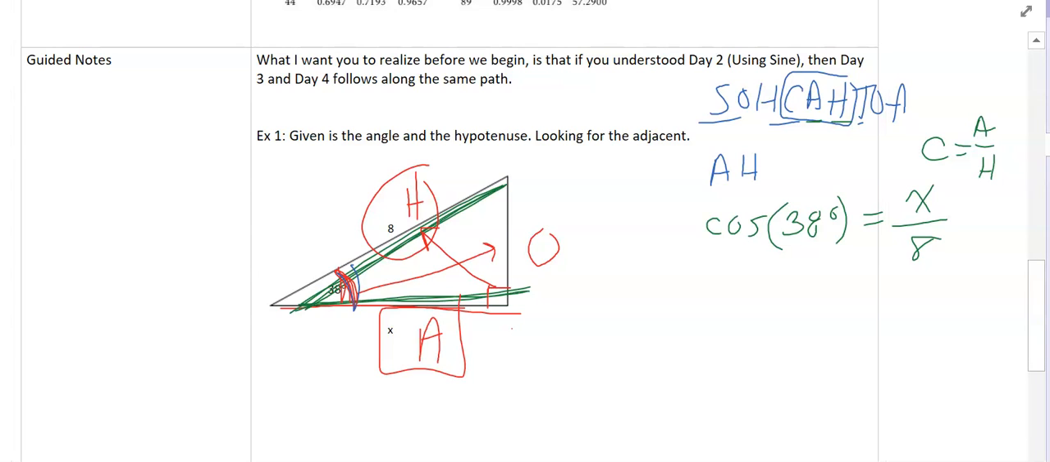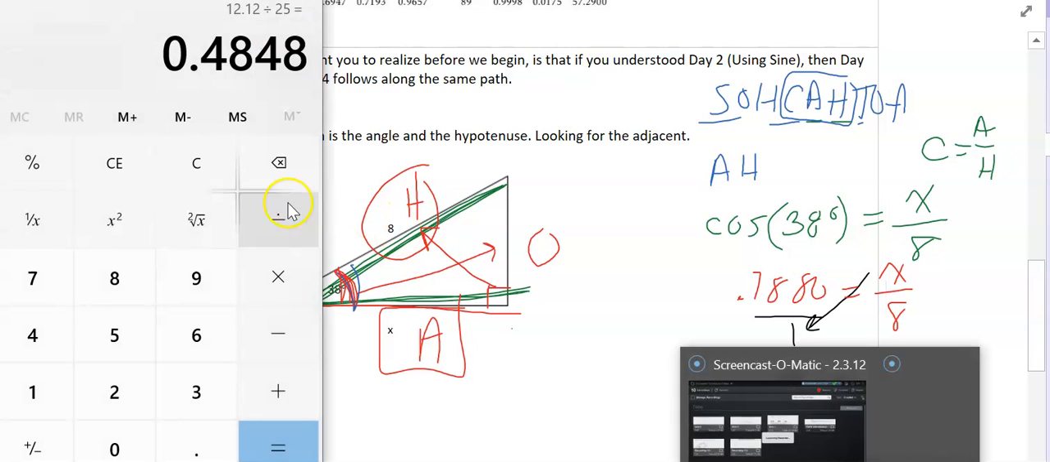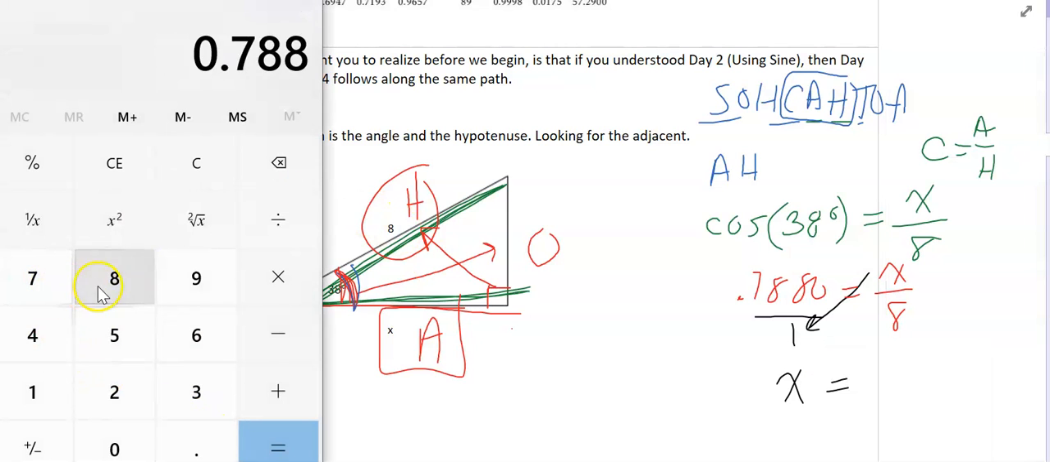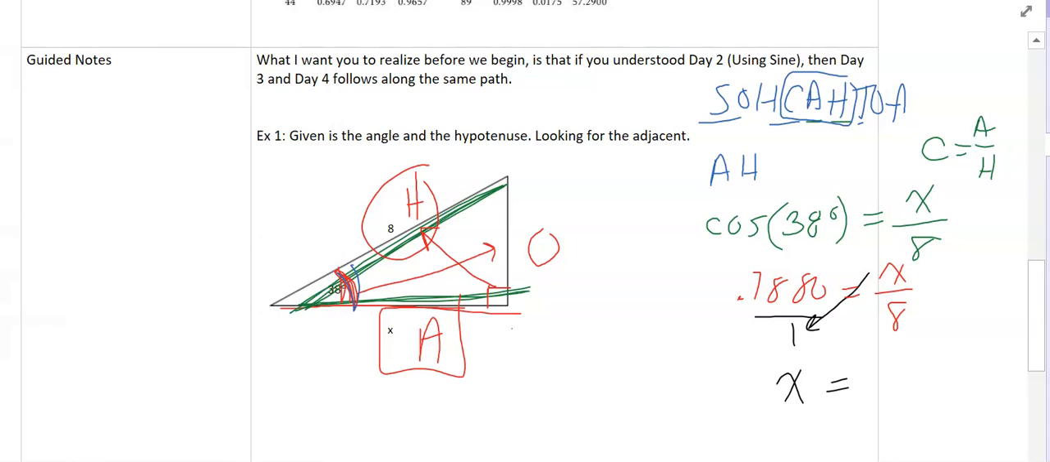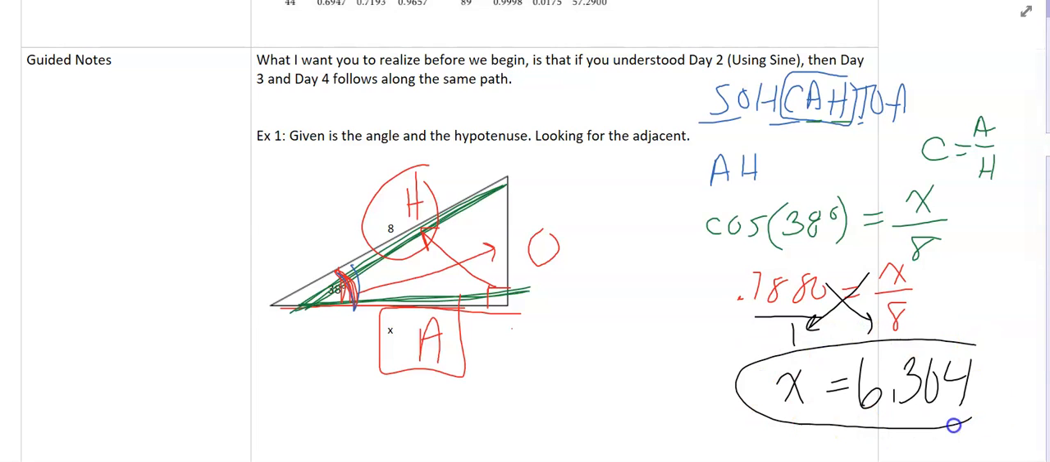So rather than using cosine of 38, we're going to use 0.7880, set that equal to our ratio, and cross multiply and divide the same exact way that we did before. X times 1 is X, 0.7880 times 8, open the calculator, equals 6.304. And there you have it.